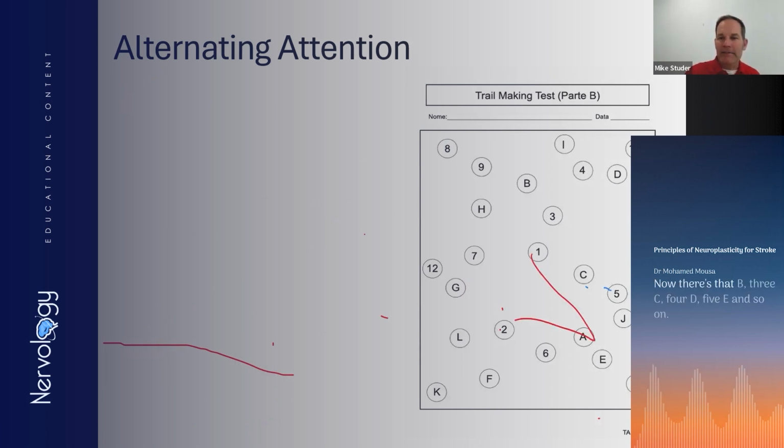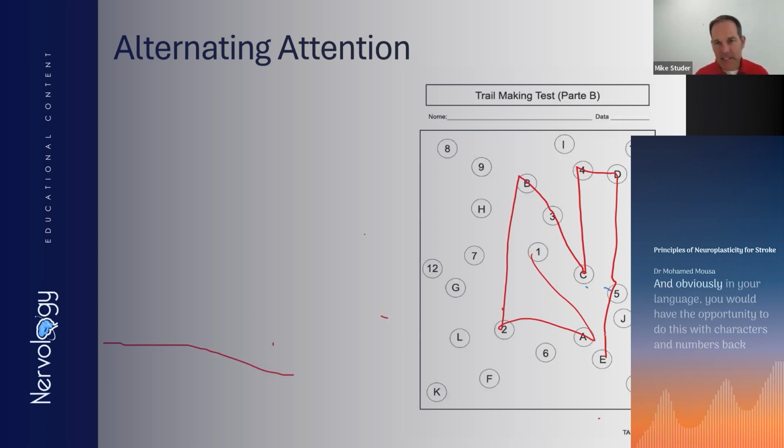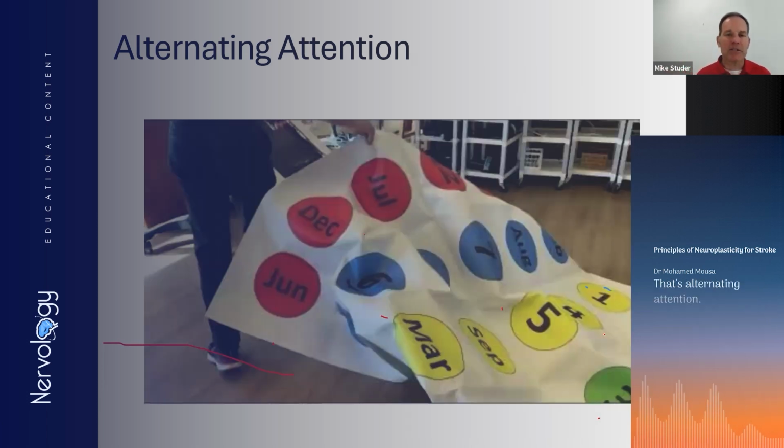Okay? So here you see all of those now. There's that 1A, 2B, 3C, 4D, 5E, and so on. And obviously, in your language, you would have the opportunity to do this with characters and numbers back and forth as well. That's alternating attention.